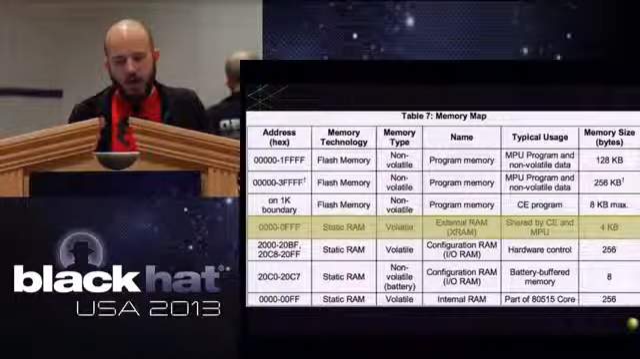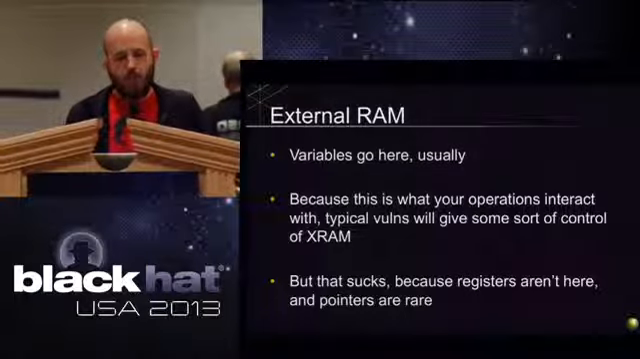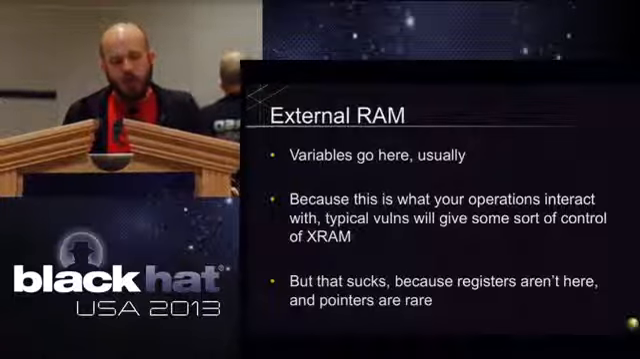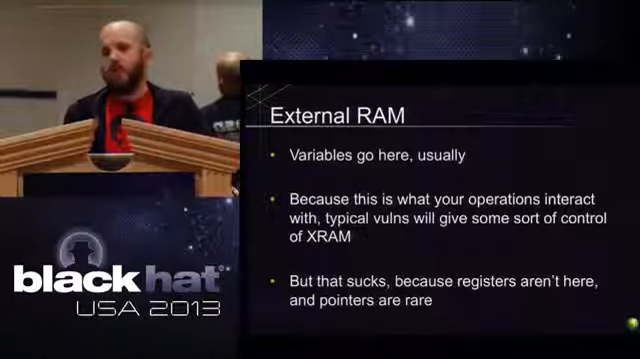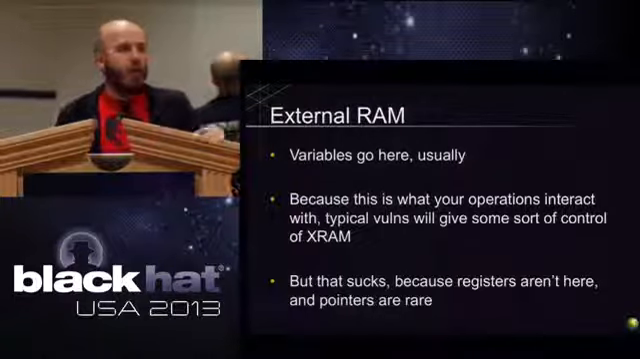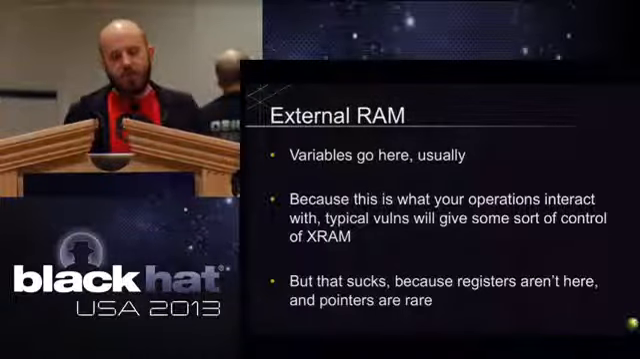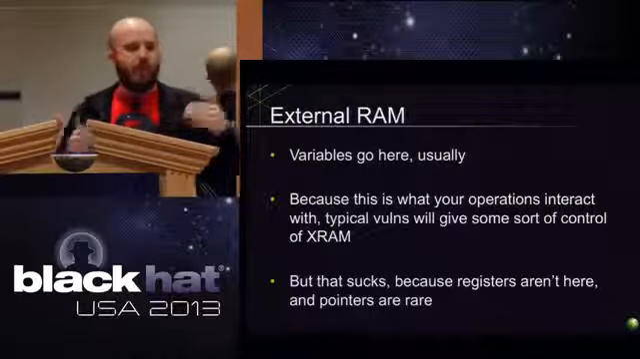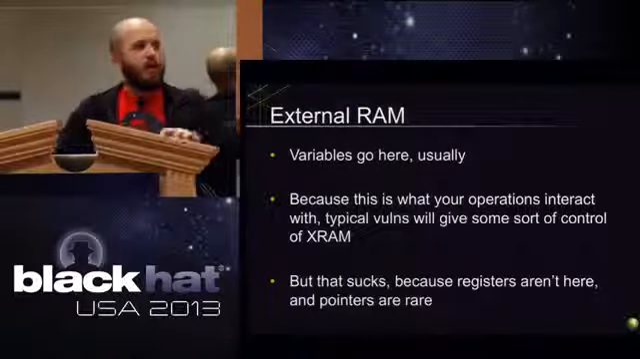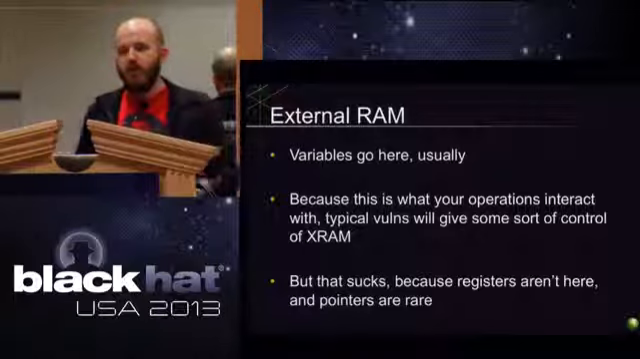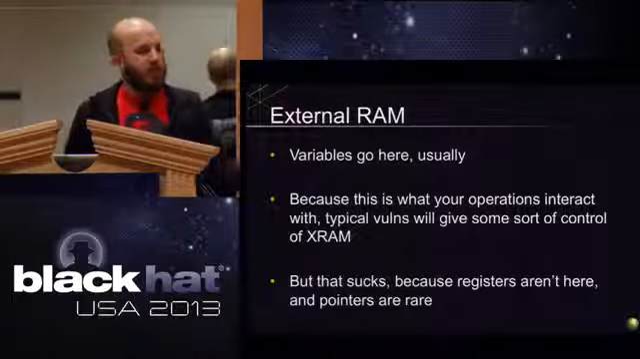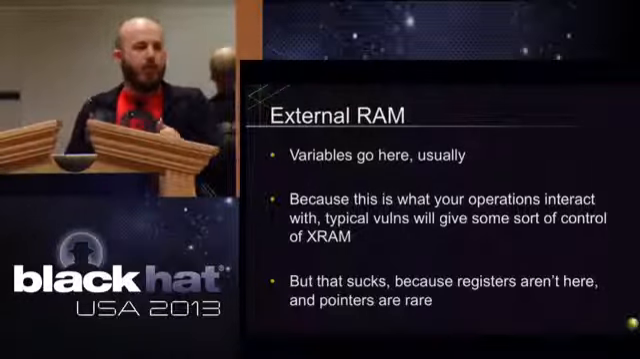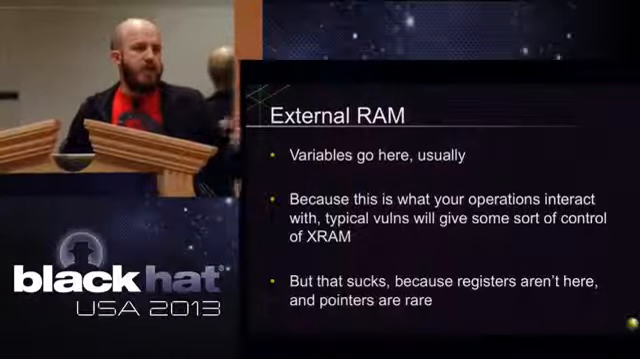All right, so XRAM. This is the one that we're primarily the most interested in and have the most interaction with. This is where variables go. Because that's where variables go, that's what you end up being able to corrupt. Whenever a mistake is made in code that allows you to modify the variables it's dealing with, like a memcopy that I talked about a second ago that allows you to overwrite something, in this case you'd be able to overwrite things after that in Xdata.